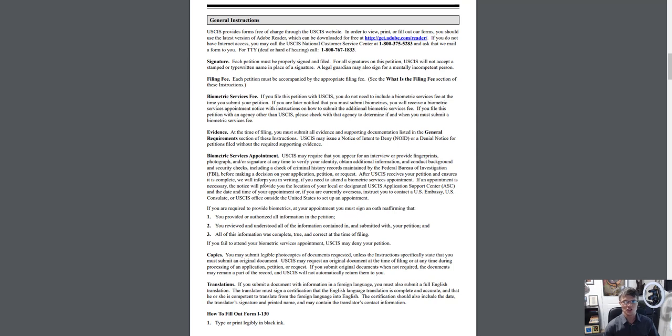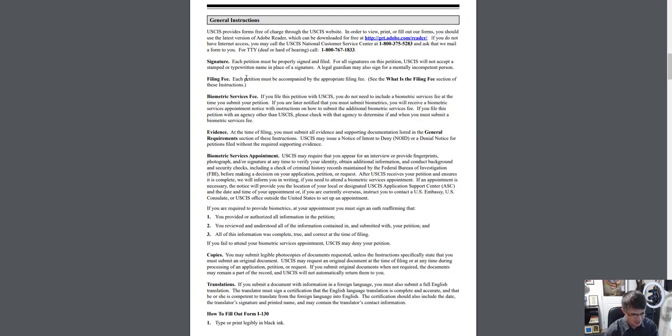Alright, so general instructions. USCIS provides forms free of charge on the USCIS website. I've said that many times. Don't try to find these forms and these instructions anywhere else. The website that you're using ends with .gov, which stands for government website. It's provided by the government. Don't go to third parties. There are a lot of companies out there. Some are legal representatives, immigration attorneys. Fine, they just want to make money.